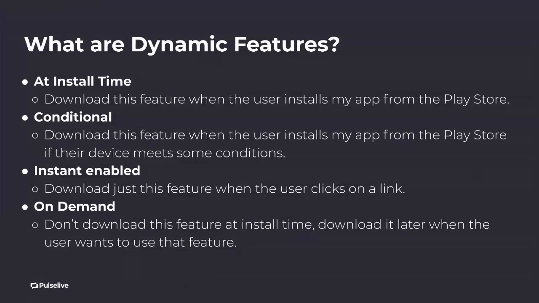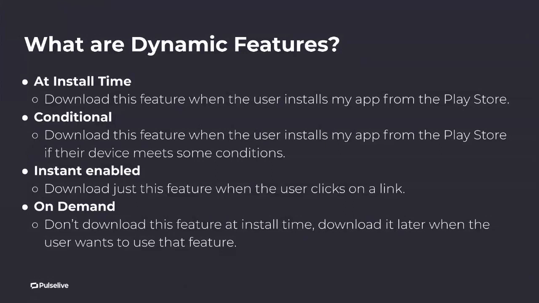The core thing about dynamic features is that you can actually also uninstall them. So for example, if you have an onboarding feature, it's installed at install time, but once the user's gone through onboarding for the first time, they never see it again, you can actually uninstall it afterwards and keep your installed app size down to a minimum. So it gives you complete control over what features you install and when you install them.